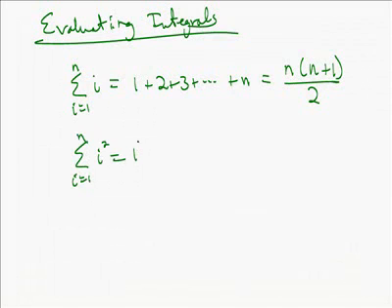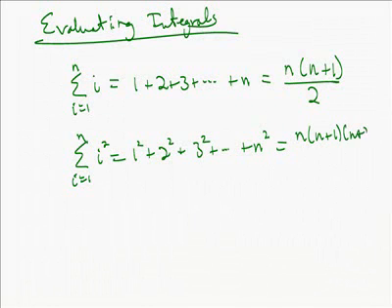So what's that going to be? 1 squared plus 2 squared plus 3 squared and so on, all the way up to n squared. That's how we read that Riemann sum. That's going to equal n times n plus 1 times 2n plus 1, all of that divided by 6.